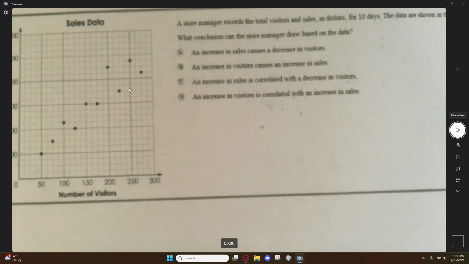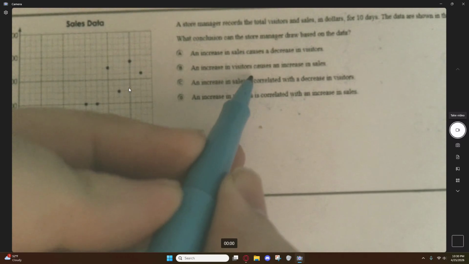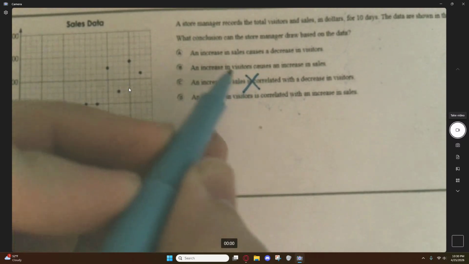An increase in sales causes a decrease in visitors. An increase in visitors causes an increase in sales. An increase in sales is correlated with a decrease in visitors. An increase in visitors is correlated with an increase in sales. This is more logic than anything else. Your sales don't really determine how many visitors you have. This is what we call correlation does not equal causation.